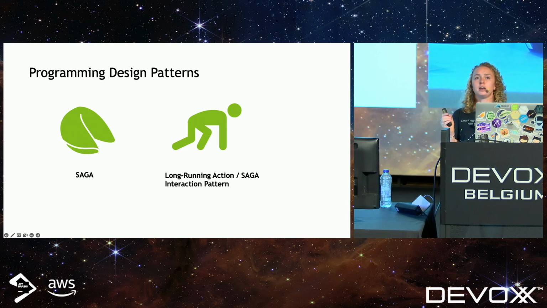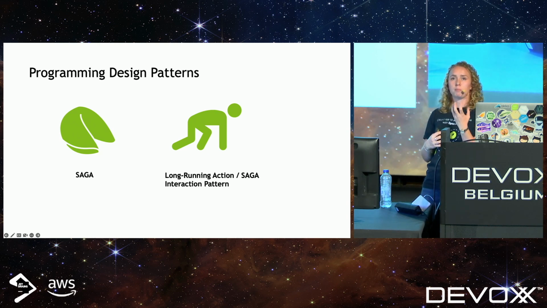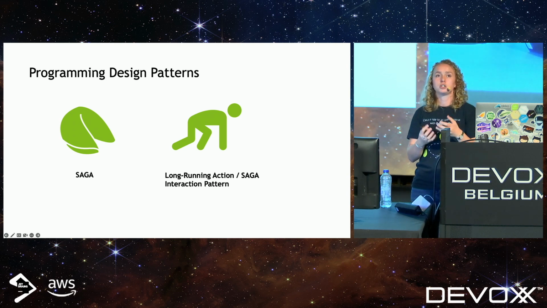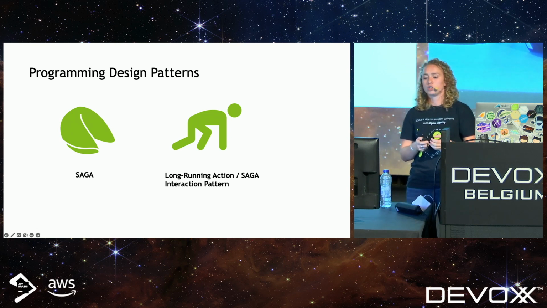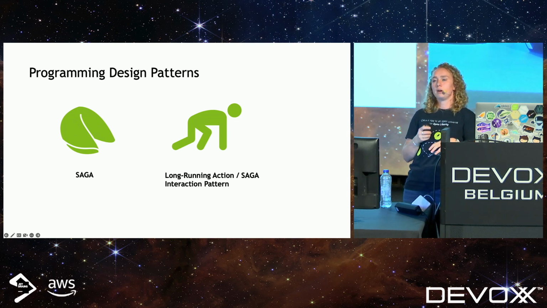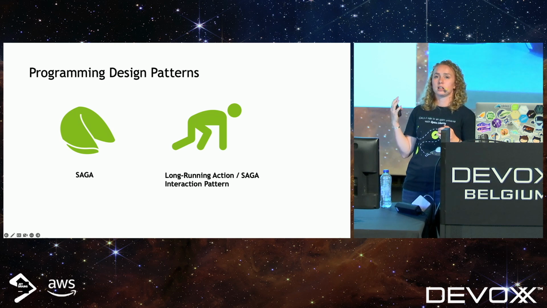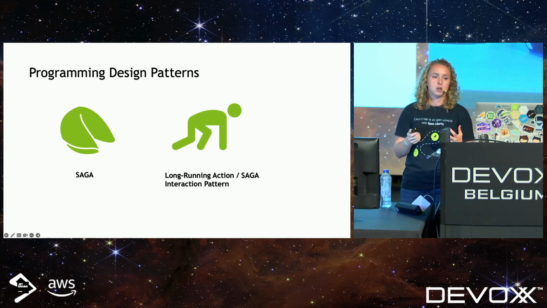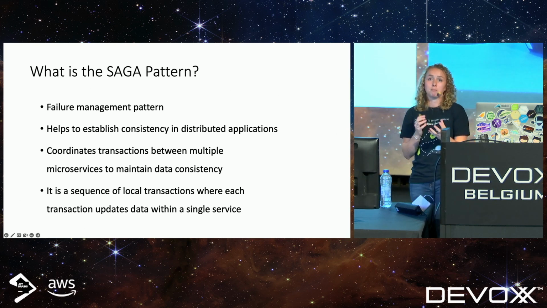And as well as all of that, there are also design patterns that we can encompass within our application design that can enable us to take advantage of a more cloud-native approach to things like database-style transactions. So, has anyone heard of Saga before? I've got some nods in the crowd. Great. Hands up. So yeah, we've got Saga, and then in order to implement it, things like long-running actions. So Saga, again, is really a failure management pattern.